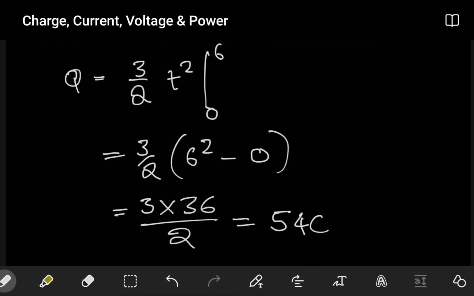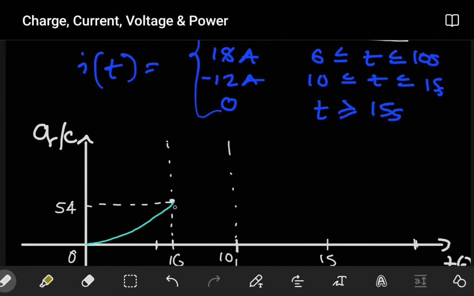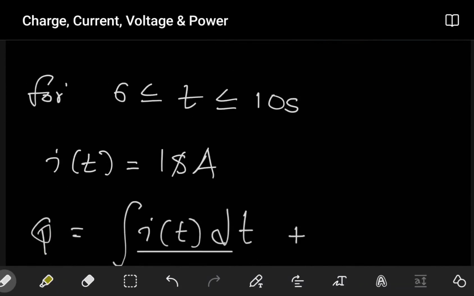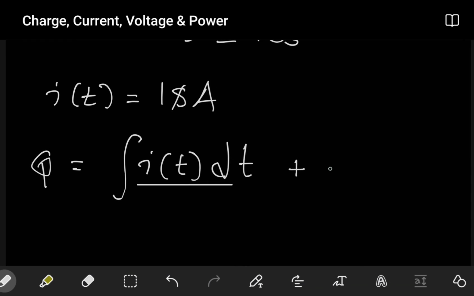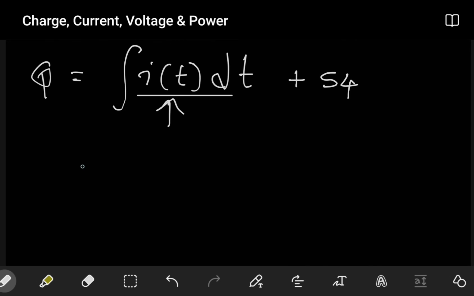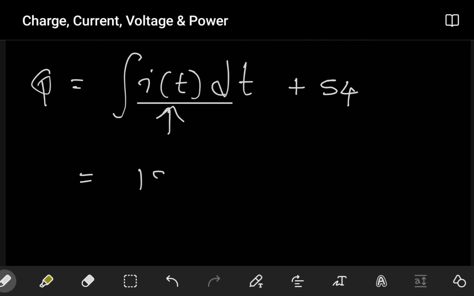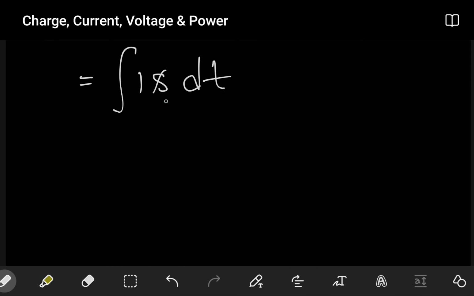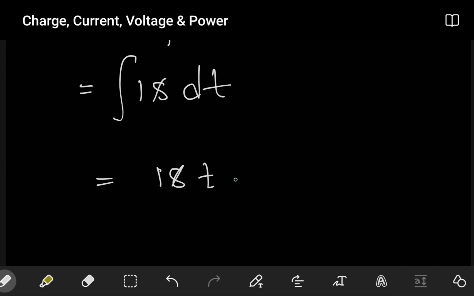And before we started, we know this is now starting from 54 coulombs. So the amount of charge already present is going to be 54 coulombs, so that we are only looking at the new charge which is going to accumulate in the range from 6 to 10 seconds. So from 6 to 10 seconds, notice that this expression now, when we integrate, we substitute what the current is. The current is 18 amps. So we're going to have the integral of 18 dt. When we integrate this, there's no t there, so we're just going to introduce it. So we have 18t. But don't forget what the limits are.